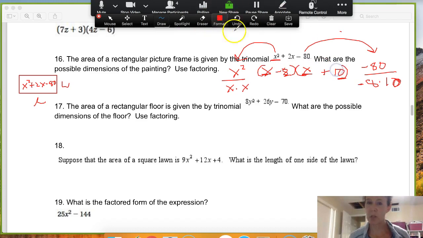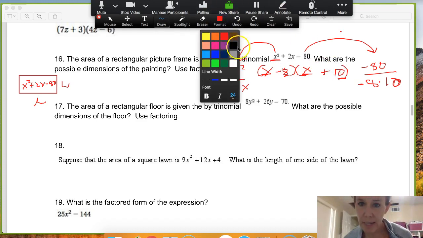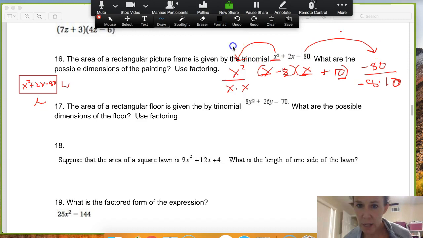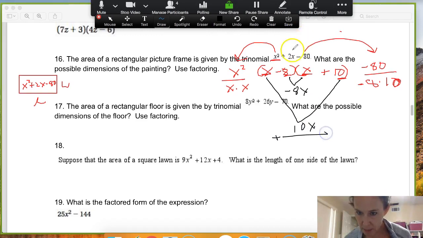Now here's what I always do. I check. I guessed, now I check. My inner term and my outer term need to add up to be 2x. So I make my little spaces here. My inner term is negative 8x, and my outer term is 10x. I know they need to add up to be this. Does it? Negative 8x plus 10x is 2x. Ding, it works. This is correct.